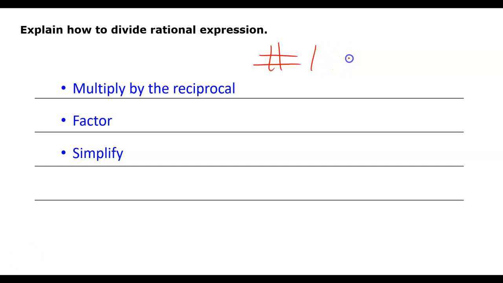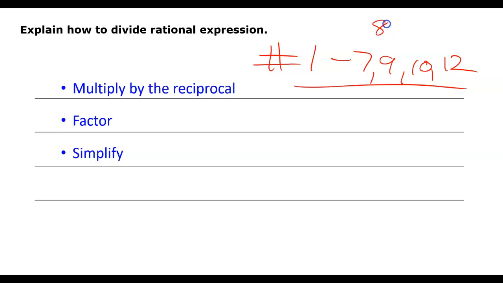Okay, y'all can do numbers 1 through 7, and then 9, 10, and then 12. Please remember, on the back, you're dividing. You have to flip the second fraction. So you don't have to do number 8. You don't have to do number 11. And then obviously you don't have to do 13 through 16. Cool. Here we go.